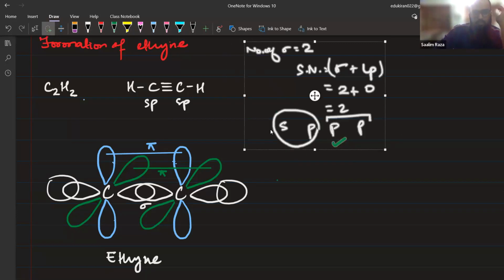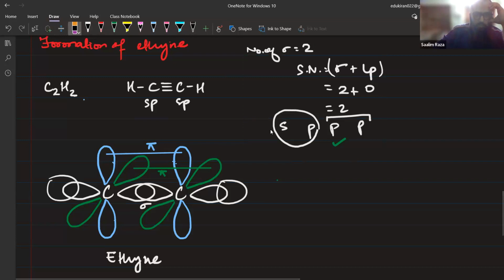Sir, how will you know if it's 0 lone pair? Like there is 2 hydrogen, right? So there should be 2 lone pair. No. We know the structure. You don't have any problem with the structure, right? Triple bond, single bond, no problem with that. Yes, sir, no problem.